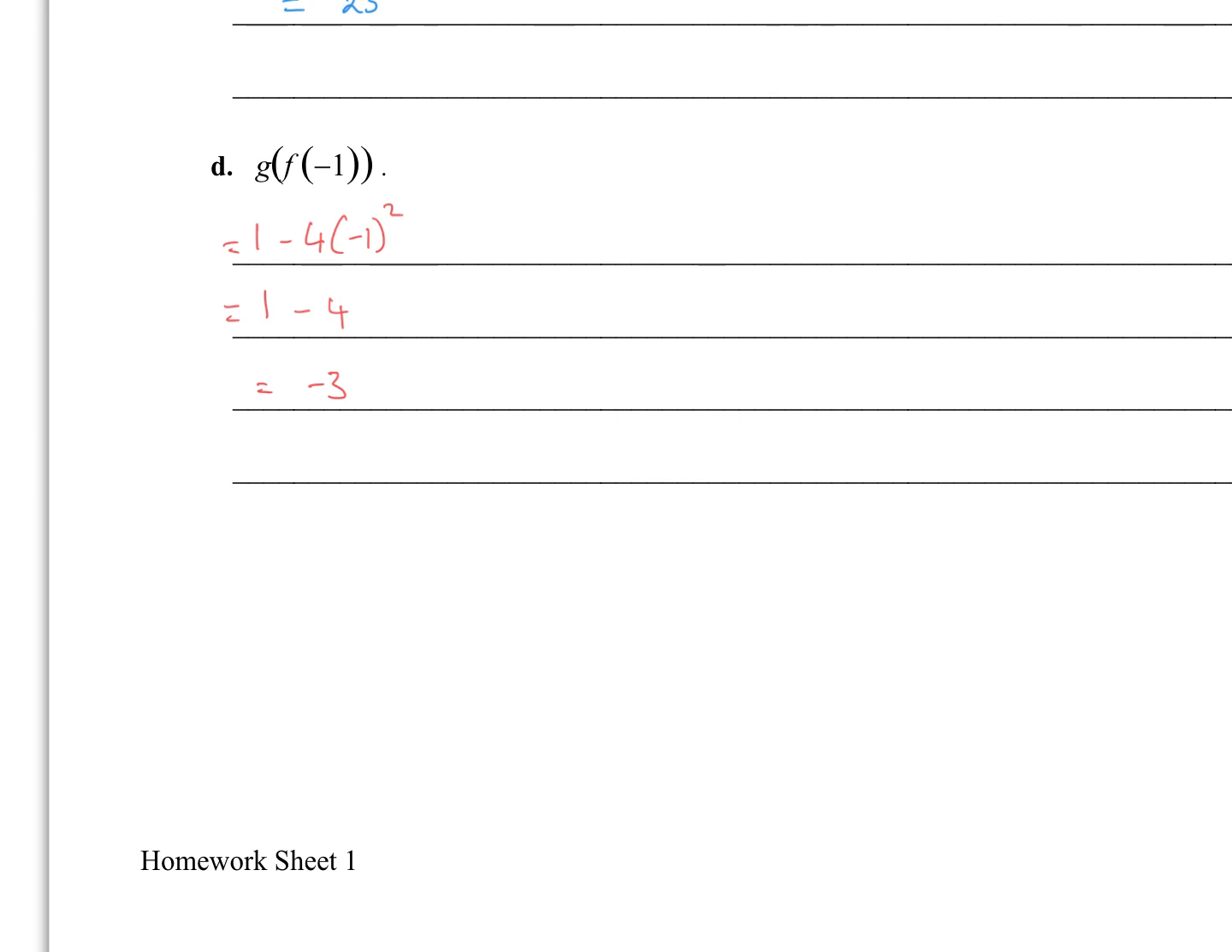f of g of minus 1 is just substituting negative 1 into the functions that we've just determined, isn't it? So if I put negative 1 into 1 minus 4x all squared, I'll get negative 4 times negative 1, which is positive 4. 1 plus 4 is 5. Square it, I'll get 25. If I put negative 1 into 1 minus 4x squared, negative 1 squared is positive 1. Negative 4 times 1 is negative 4. And 1 minus 4 is negative 3. That's it for there.